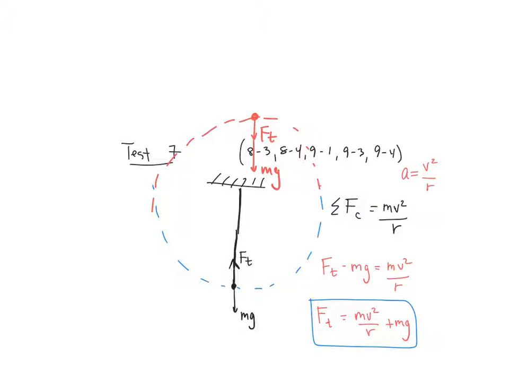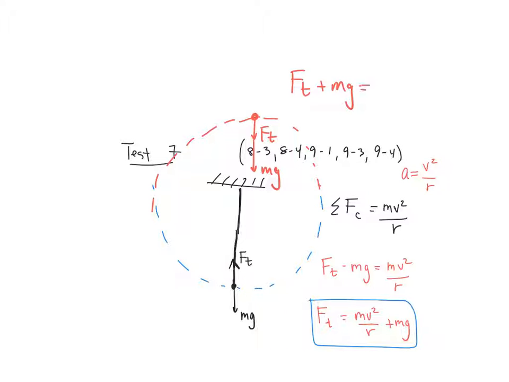Weight always pulls down. Tension changes direction. When at the bottom, the tension is pulling up. Yet at the top, the tension is pulling down because tension is always directed to the center of the circle, while your weight itself is always directed down. So my equation at the top becomes the following.